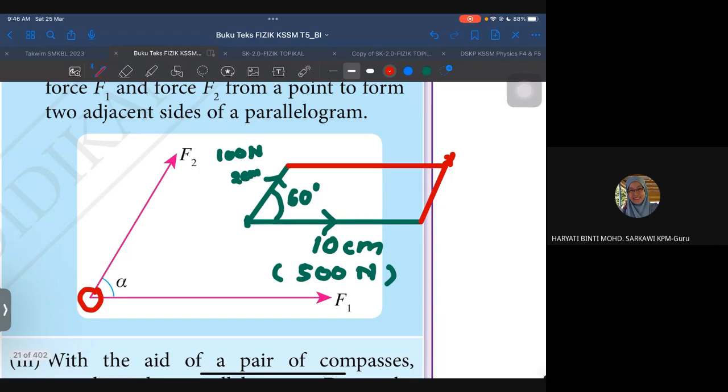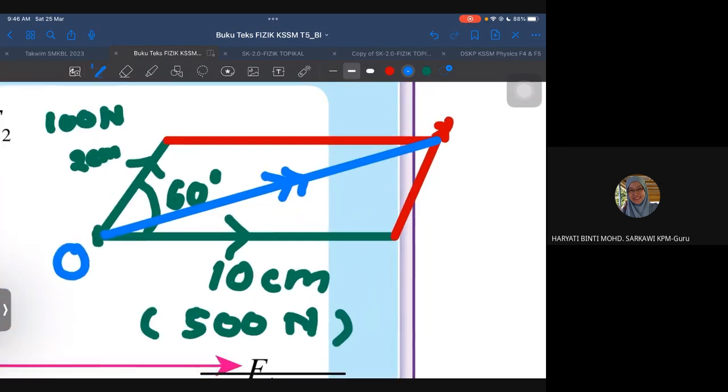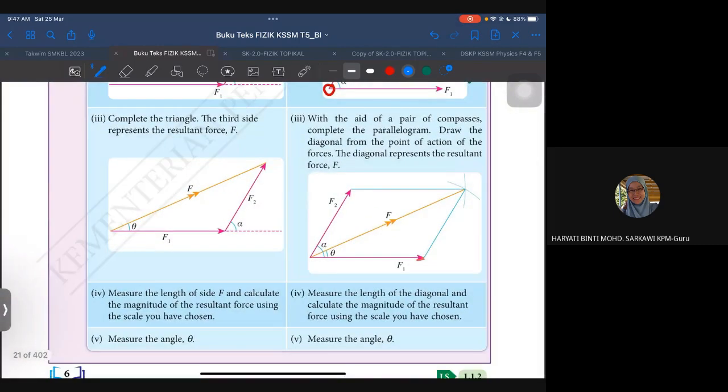So, from the initial point, let's say this is the initial point, you draw the diagonal. I'm using a double arrow to represent the net force. So you measure the length of this net force, and you refer to the scale. This one, you cannot calculate using Pythagoras theorem. When we learn about resolution of force, then we can calculate. Now, belum. Now, it's just drawing. Boleh? Can or not? So, just follow this.